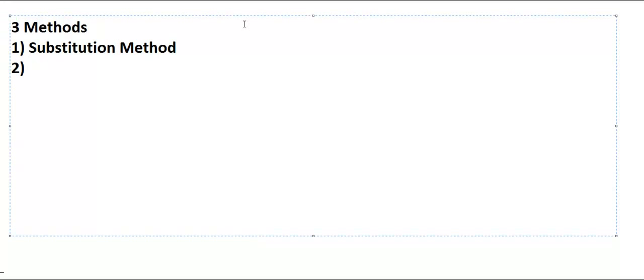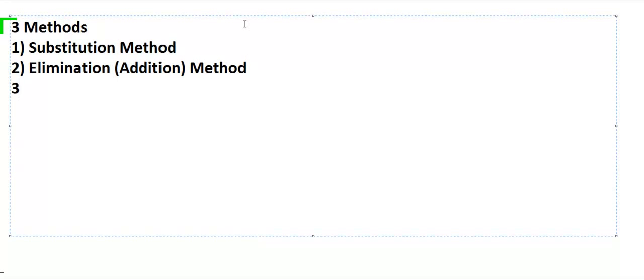The second method is called the elimination method. And this one is often the easiest one to use, depending on how the problem is set up, but it's not always intuitive. The elimination method does go by another name. It's sometimes called the addition method.